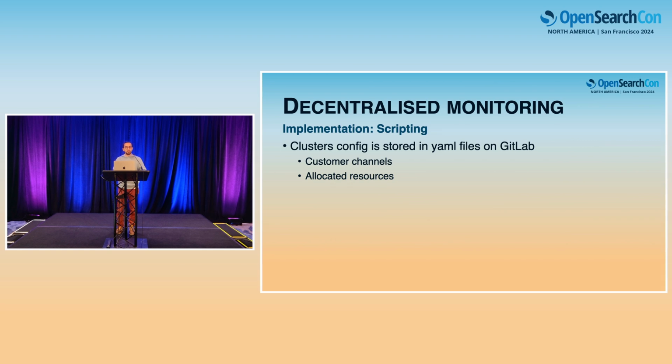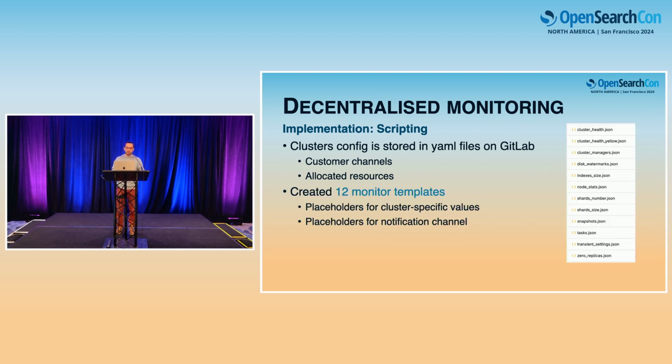So the cluster name, the notification channels that they prefer, and also, very importantly, the flavor of the clusters. So some of them are tiny, some of them are huge. We do not allocate the same resources for all our clusters. So all this configuration is stored in a YAML file.